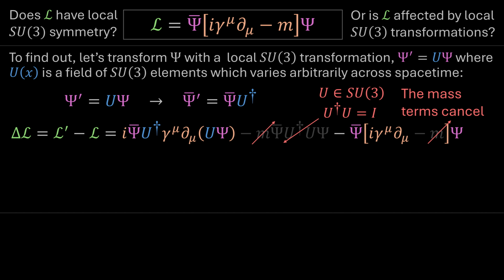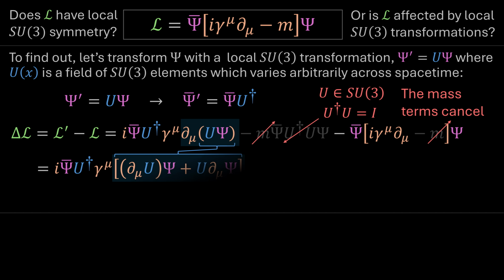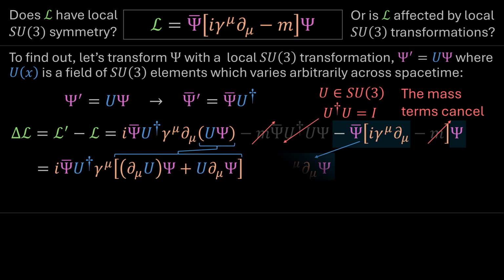Okay, so things are beginning to simplify. And now, if we look at that derivative term, partial mu acting on U psi, we can use the product rule to go ahead and expand that out. So partial mu acting on U psi is equal to partial mu acting on U times psi, plus U times partial mu acting on psi. And then we'll go ahead and clean up and bring down the expression involving the i and the psi bar and the gamma mu partial mu psi.